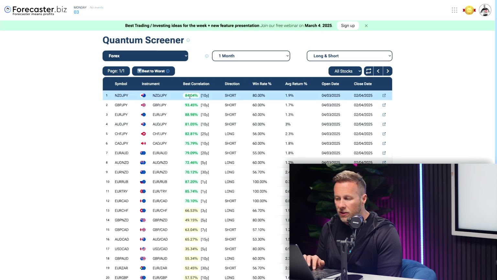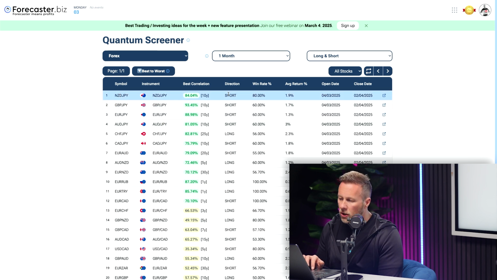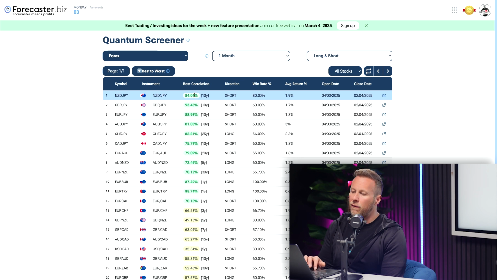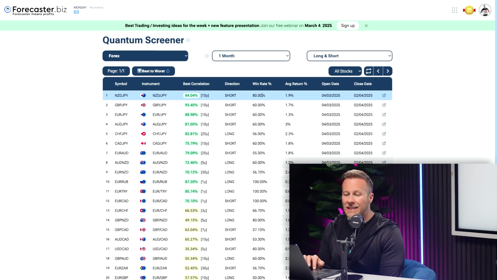So it says New Zealand dollar. This is a short direction. New Zealand yen, short, 84.04, best correlation over a 10-year period. Average return is 1.9%. The win rate is 80%.